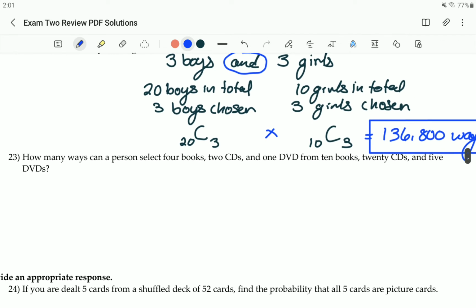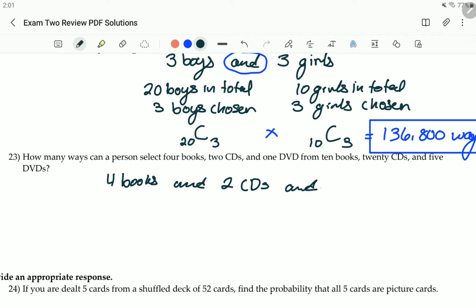Number 23 says, in how many ways can a person select 4 books, 2 CDs, and 1 DVD from 10 books, 20 CDs, and 5 DVDs? Once again, this is a set of combinations. We want to choose 4 books and 2 CDs and 1 DVD. We have 10 books in total.